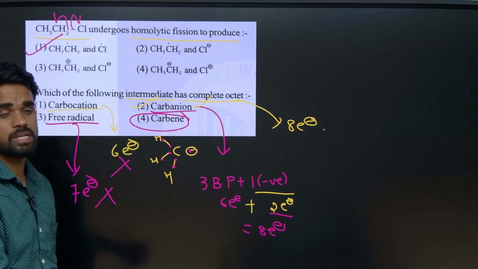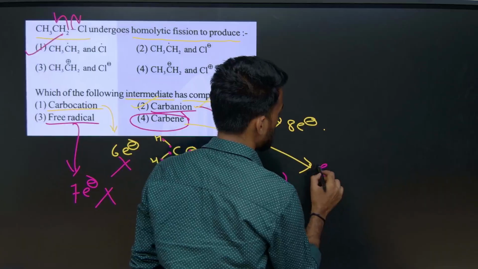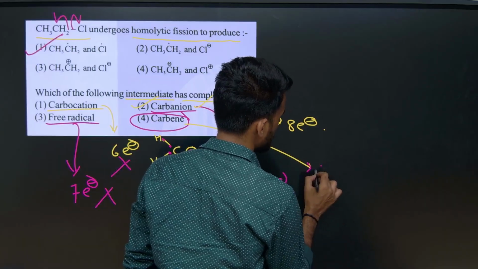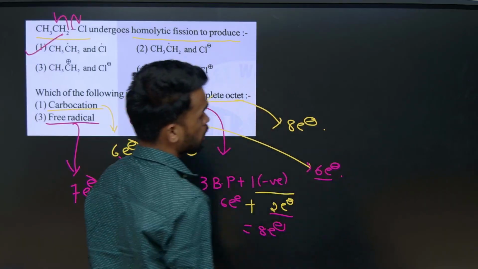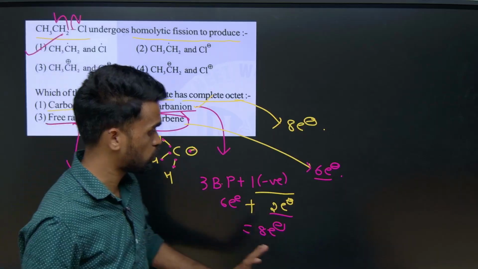Now check for the carbenes. So I told you how many electrons are there in the carbenes. Only 6 electrons are there, right? So we discussed that at the beginning of this session. Okay, so I hope you got how to solve this kind of questions, right?